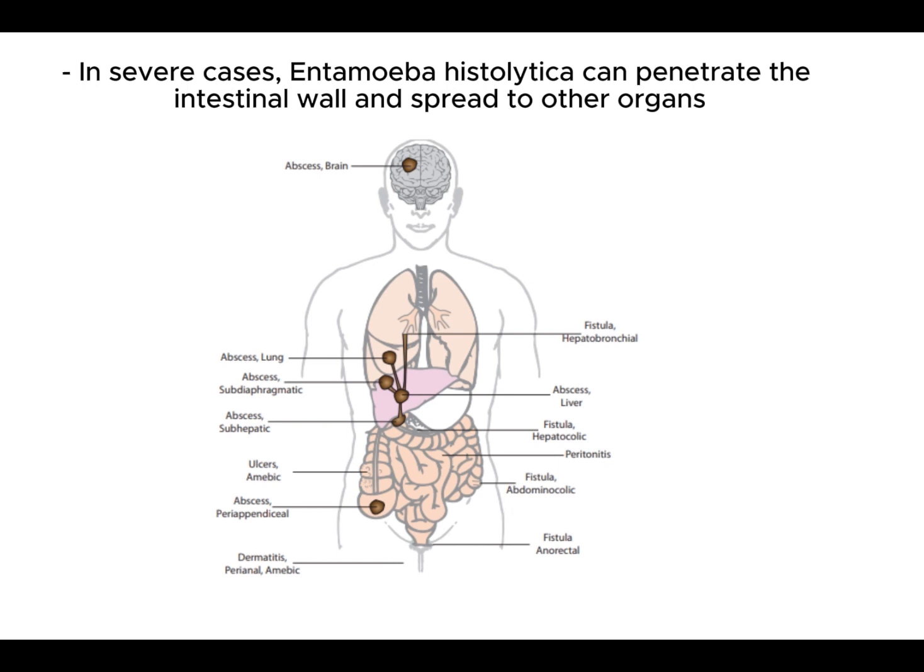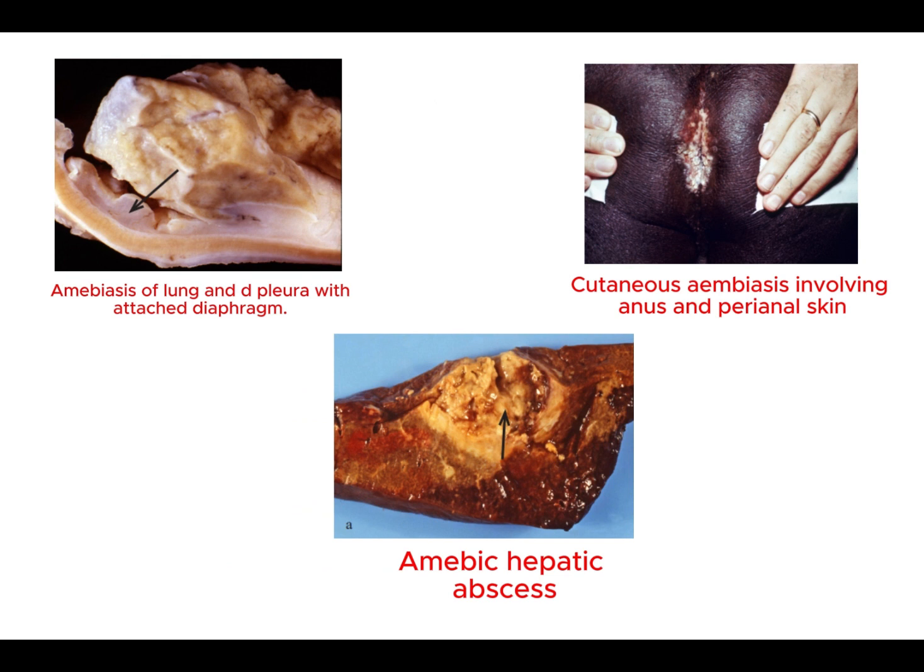Extraintestinal complications of amoebiasis include hepatic, subdiaphragmatic, periappendical, and subhepatic abscesses, perineal amoebic dermatitis, and hepatobronchial, hepatocolic, abdominocolic, and anorectal fistulas. These pictures show some of the extraintestinal complications caused by Entamoeba histolytica in humans.